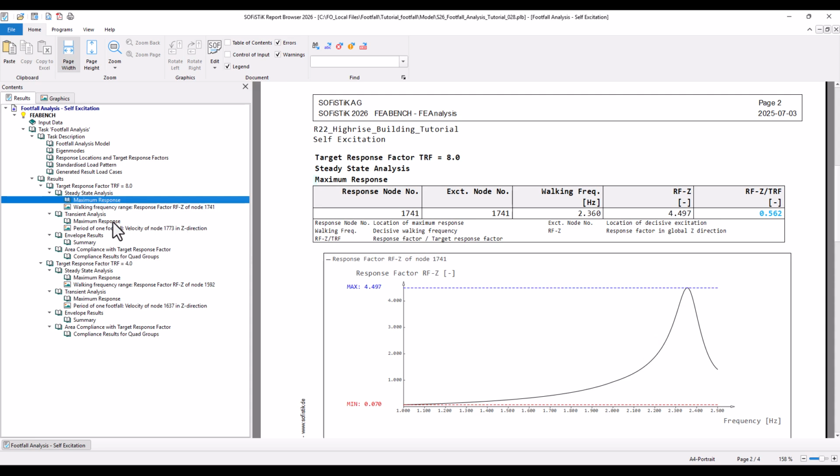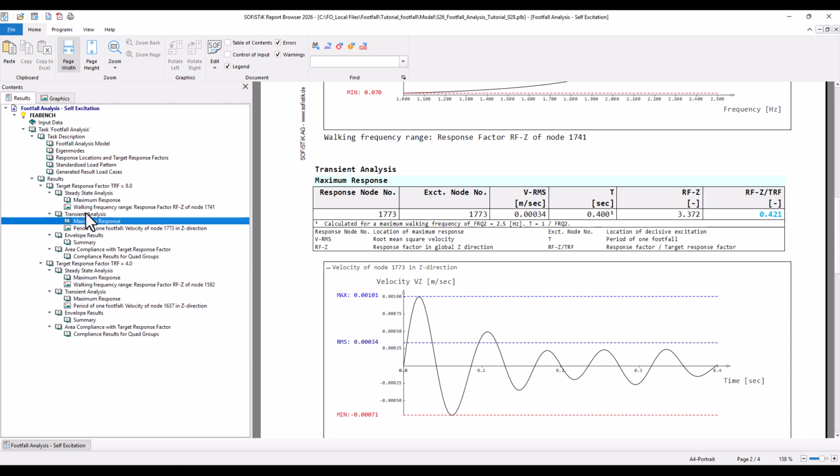The maximum response table for the transient analysis indicates the location of the maximum response, as well as the root mean square value of the code-compliant response over the duration of one footfall. From this value, the response factor is derived and compared with the target response factor. The decaying velocity response is plotted below the table over the duration of one footfall, with the maximum, minimum amplitude, and root mean square value also indicated.